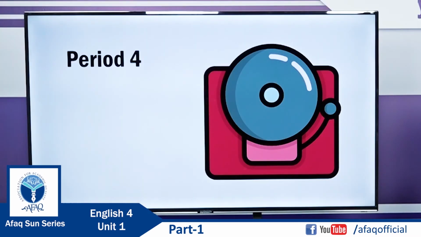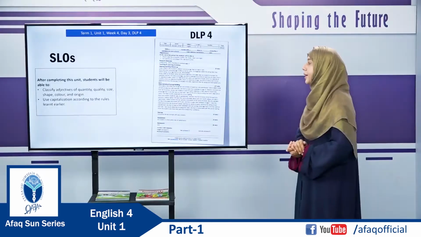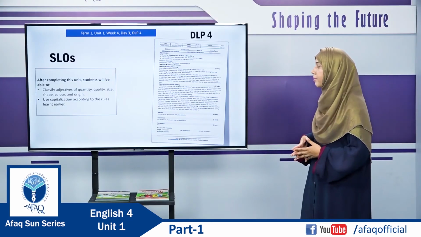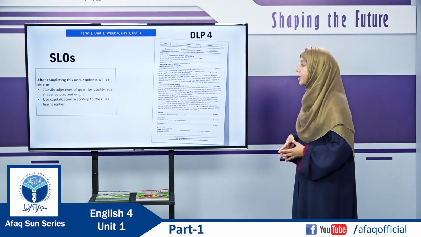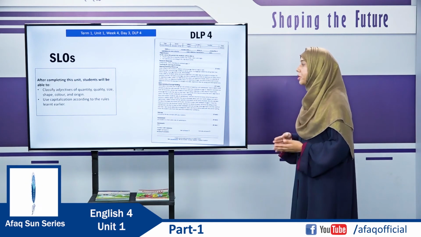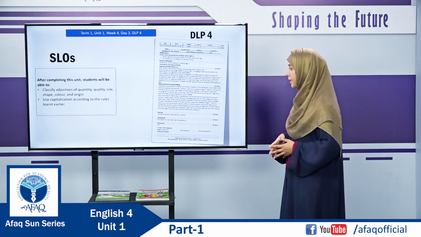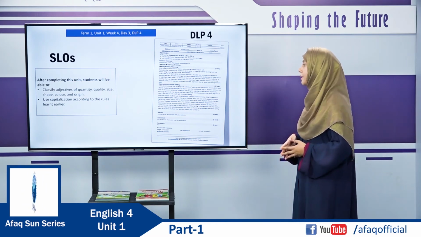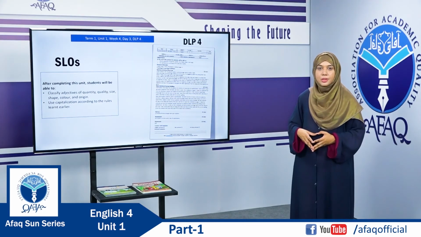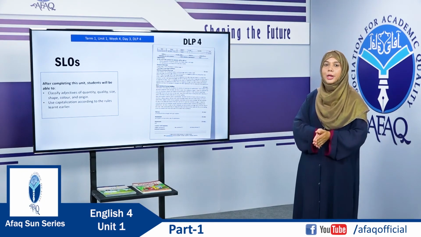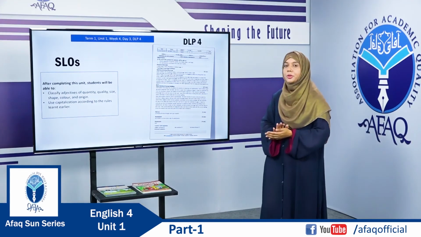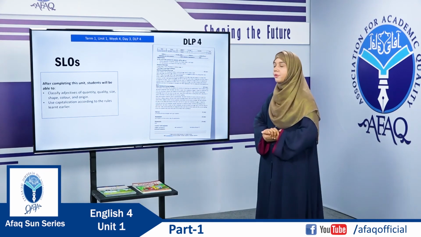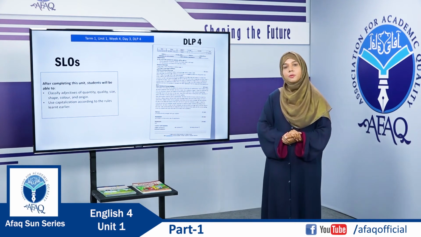This is the 4th period of the 4th week of the periodic term 1. In this period, students will be able to classify adjectives of quantity, quality, size, shape, color and origin. In addition to that, they will be able to use capitalization according to the rules learned earlier. Respected teachers, as always, AFAQ has provided you methodology in DLP number 4. This DLP should be covered on the 3rd day of the 4th week of the first unit of first term.